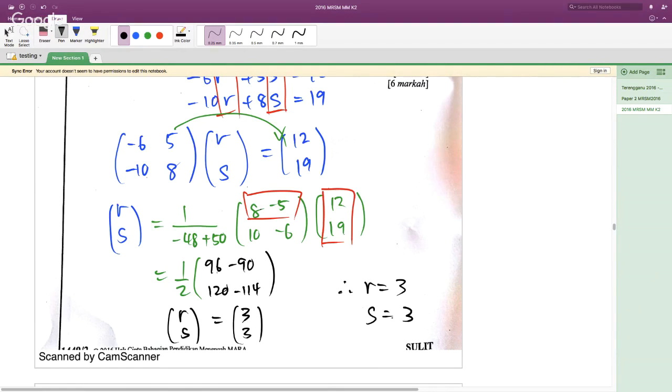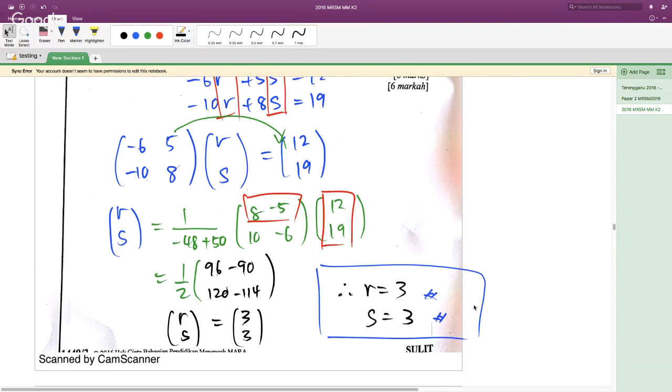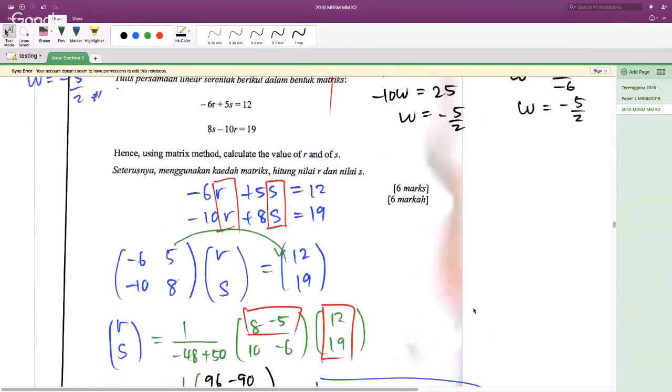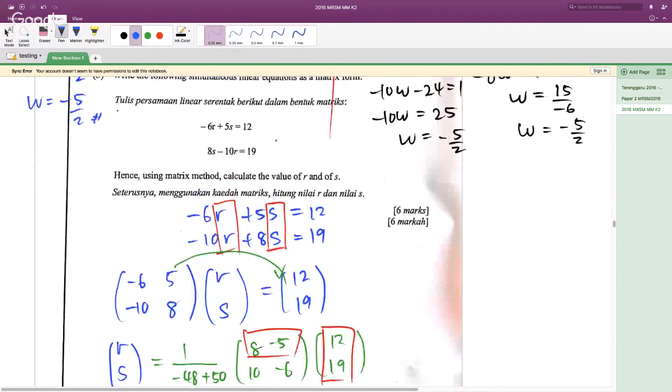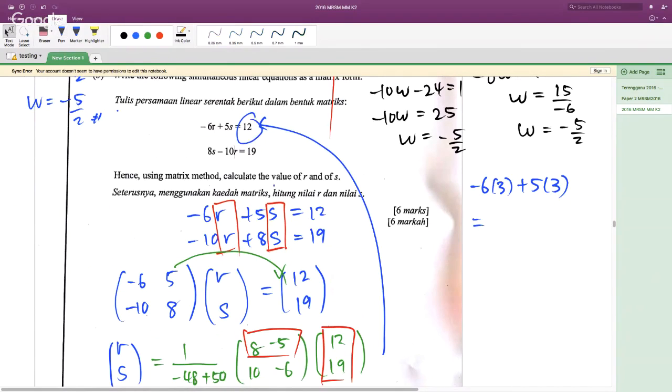Okay, and for simultaneous equation, you please do not stop here. Even this one is the final answer, but in the exam, because you will have the time, so make sure you always substitute the value into the equation, see whether correct or not. If R is 3, S is 3, then I will basically try to substitute into my first equation here. I want to see whether I can get -12 or not. This is how I always double check my answer. -18 plus 15.